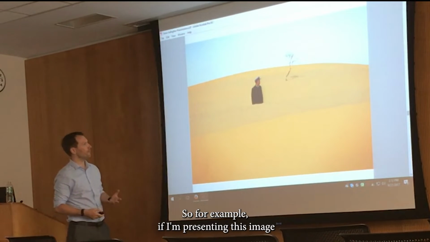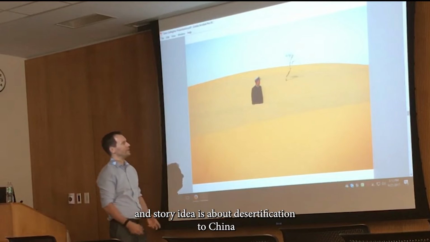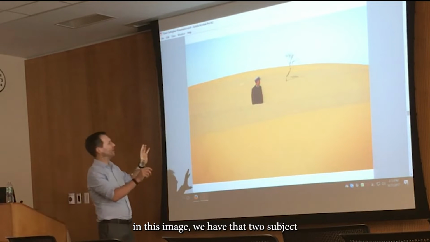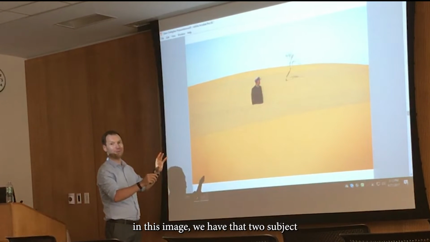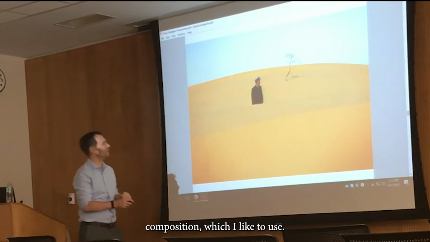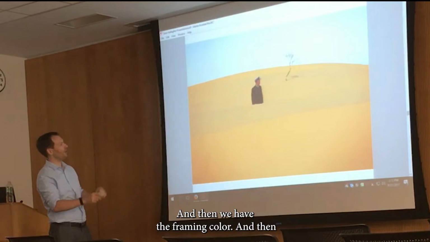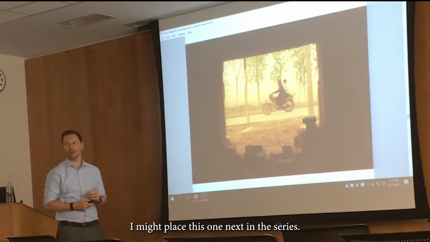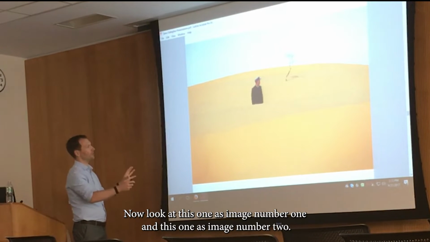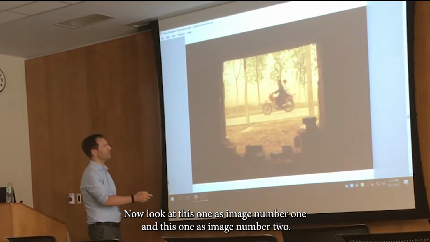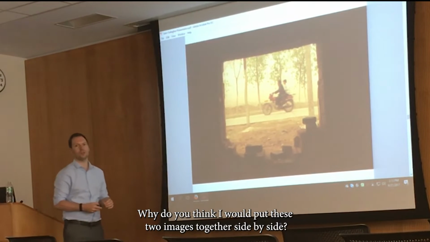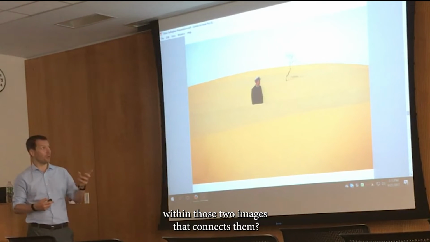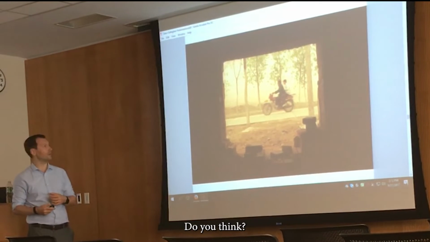So, for example, if I'm presenting this image in the story I did about desertification in China, in this image we have that two subject composition, which I like to use, and then we have the framing, we have the color, and then I might place this one next in the series. Now, looking at this one as image number 1, and this one as image number 2, why do you think I would put these two images together side by side? What is there visually within an image, or within those two images, that connects them, do you think?